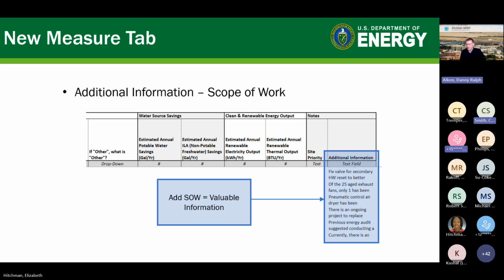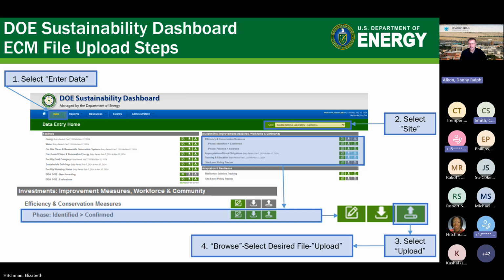Next slide, please. Once that is completed, this is the upload process. Basically you go back to the main data entry, and you go back to the phase identified confirmed, and then you select the upload, find the file that you want to upload, and select that, and it'll upload those to the dashboard.